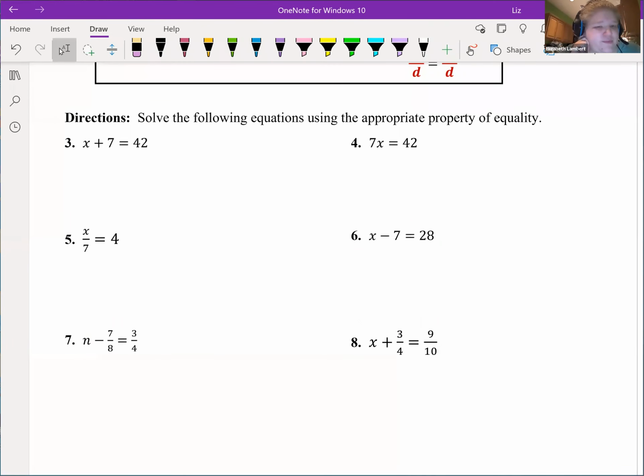All right. Solve the following equations using the appropriate property of equality. So to solve the equation, we want to get x by itself. In all of these, x, or n in the case of number 7, we want to get the variable by itself, but it has something else with it. And what we want to do is undo it. There's a couple of ways to write this to make it look all pretty and fancy.